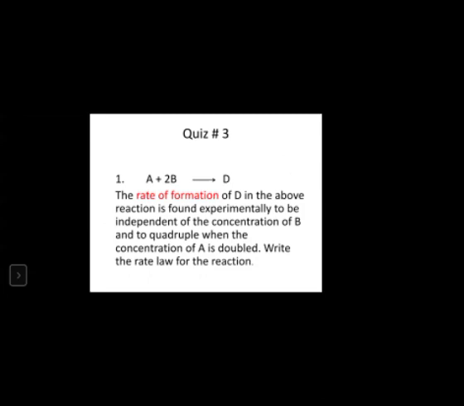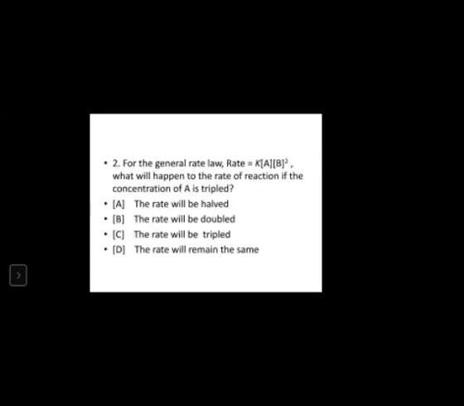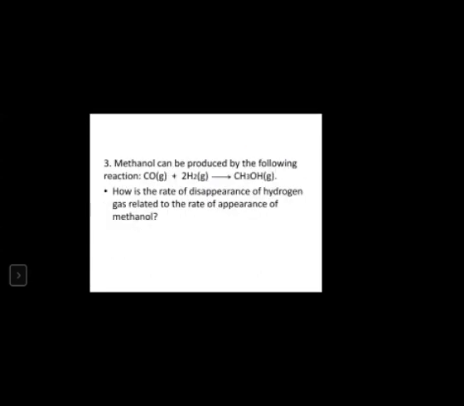So let's go to the quizzes for today, whether you can answer them. The rate of formation of D, I don't know whether I've treated this. The rate of formation of this in the above reaction is found experimentally to be dependent on the concentration of B. So I think I have done this. I've answered them. And then methanol can be produced by the following reaction: carbon monoxide reacting with hydrogen to give methanol. How is the rate of disappearance of hydrogen related to the rate of appearance of methanol?